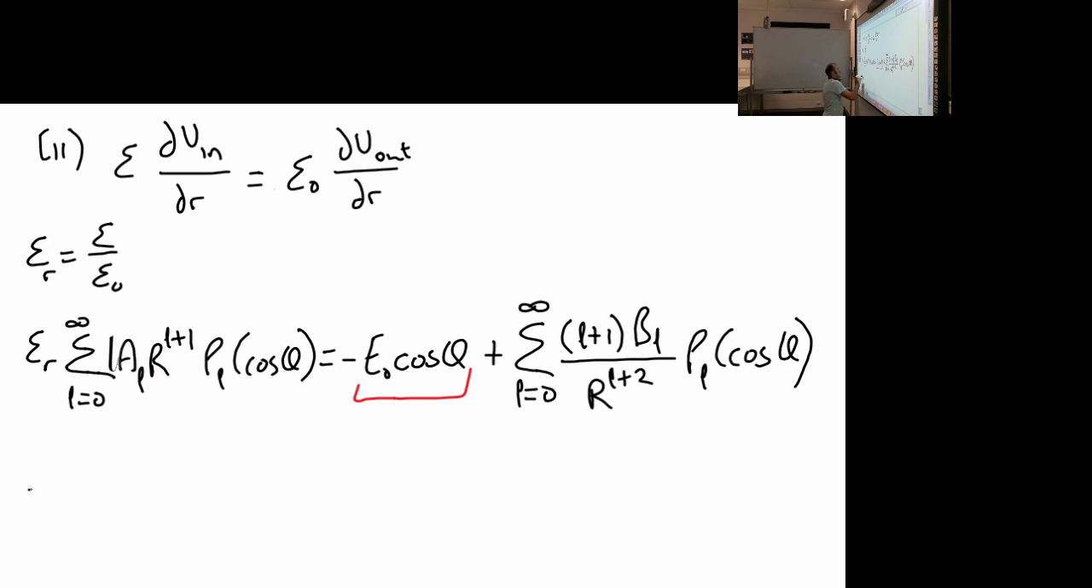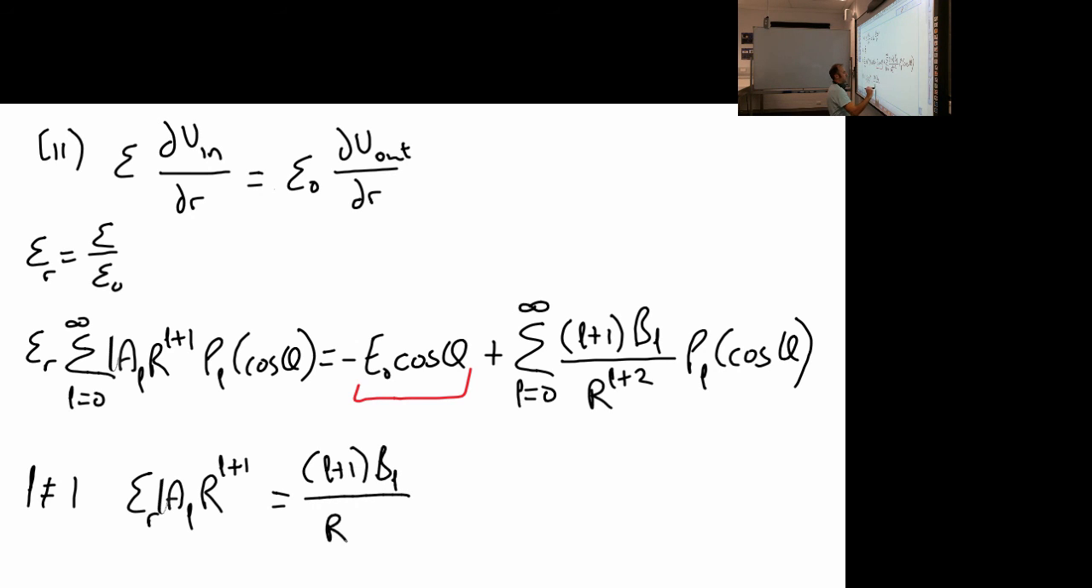So what we're going to have is epsilon r times A L times L, equal to minus L plus 1 times B L divided by r to the L plus 2.